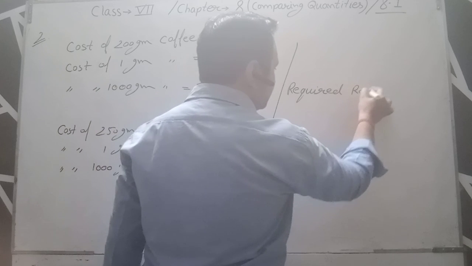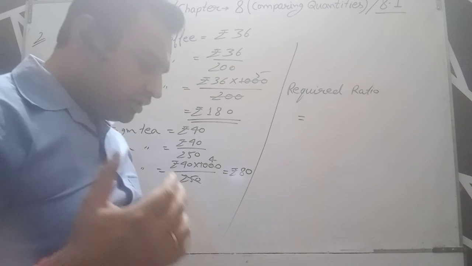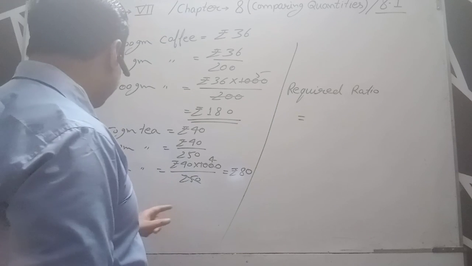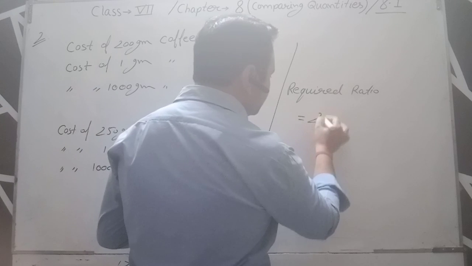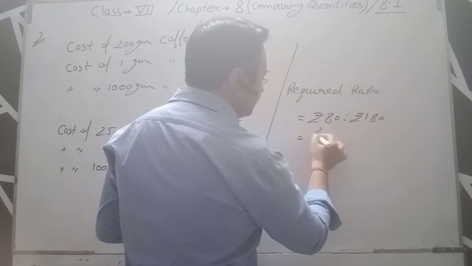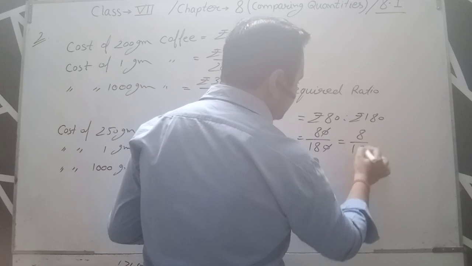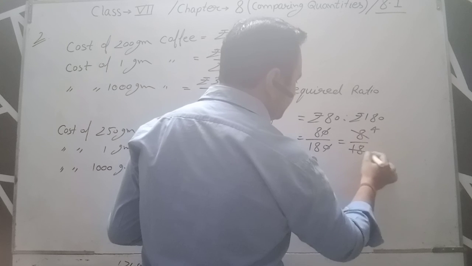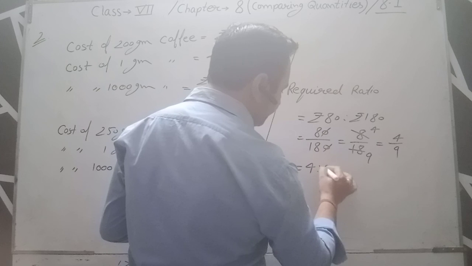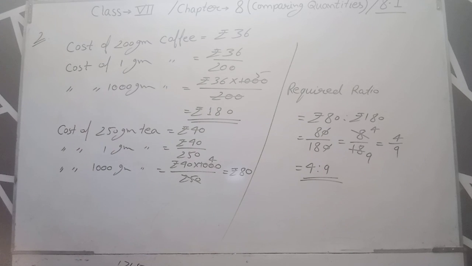Required ratio. According to the question, we have to find the ratio between the price of the tea and the price of the coffee. So firstly we note down the price of the tea. It means ₹80 ratio ₹180. To simplify 80 upon 180, 8 upon 18, both are divisible by 2. So the required ratio is 4:9. So I hope question number 2 is clear. Just note down.